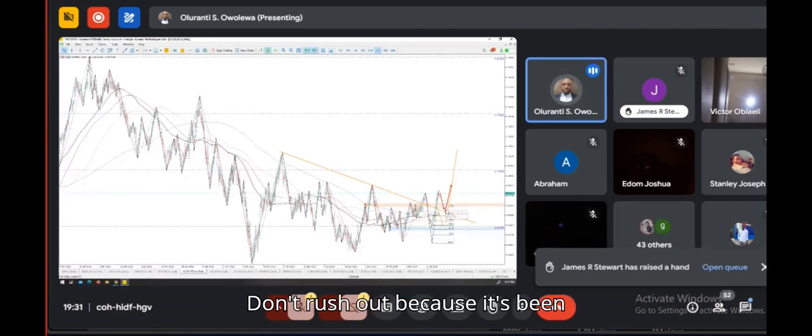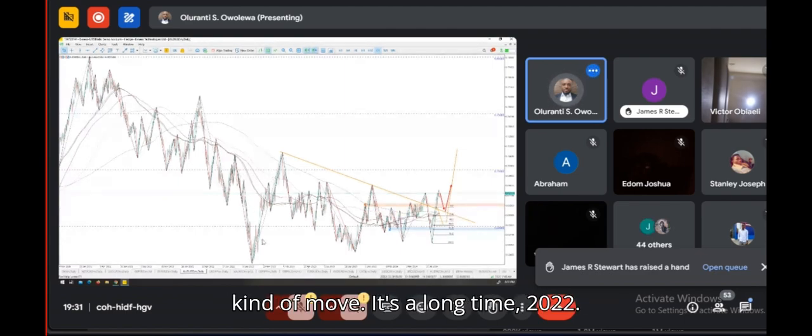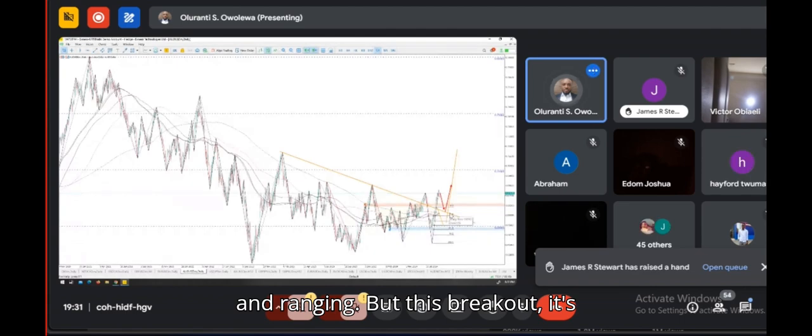To go long, you shouldn't rush out when you are trying. Don't rush out, because it's been a long time coming. We've not had a very decent move. You can see the last time we had this kind of move was a long time ago, 2022. After that, it's been ranging. But this breakout is going to be it.